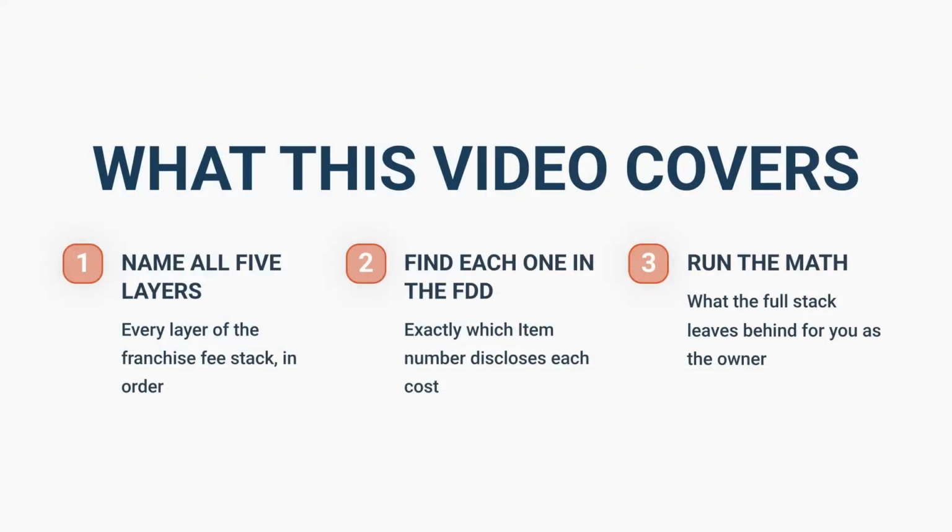There are 5 layers in every franchise fee stack. Most conversations about franchise costs focus on 1 or 2. This video names all 5, shows you exactly where each one lives in the FDD, and runs the math on what they leave behind for you as the owner.